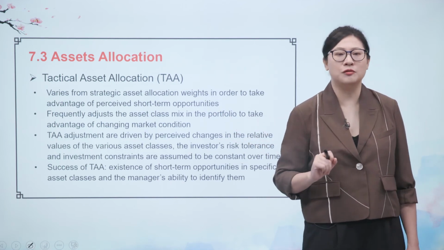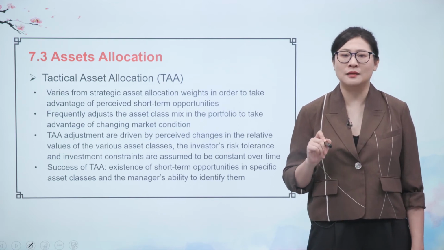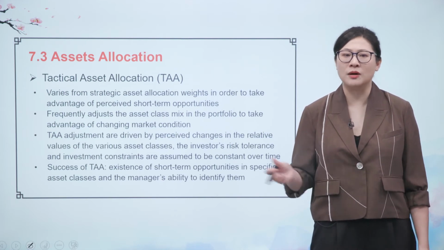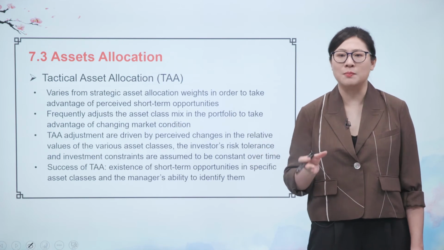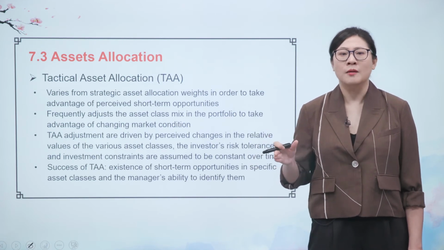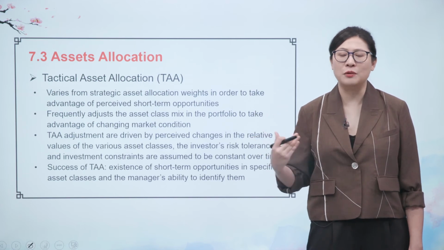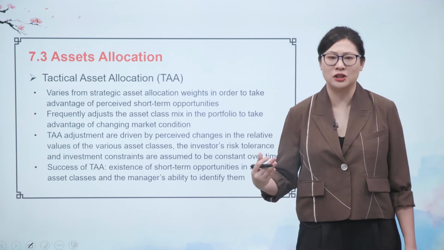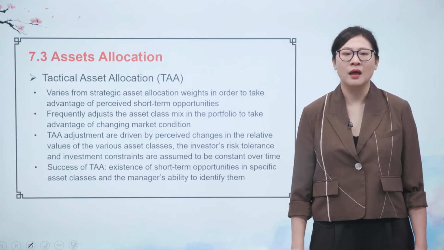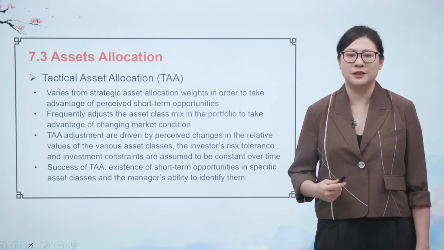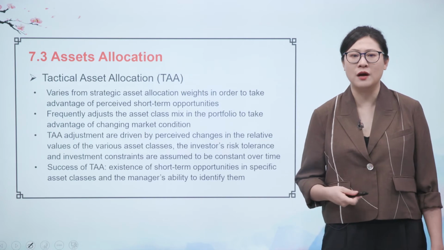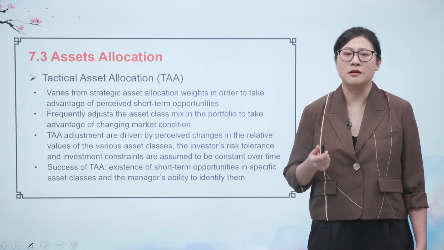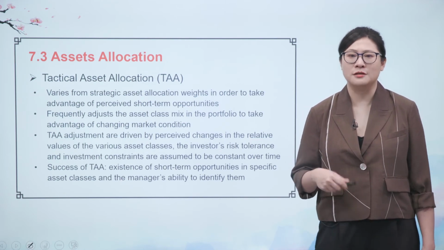And the second point is to frequently adjust the asset class mix in the portfolio to take advantage of changing market conditions. Compared with SAA, which is modified infrequently, the TAA you will adjust frequently based on market conditions. So if you make any expectation, you can do this adjustment. The TAA adjustments are driven by perceived changes in the relative value of the various asset classes. The investor's risk tolerance and investment constraints are assumed to be constant over time.